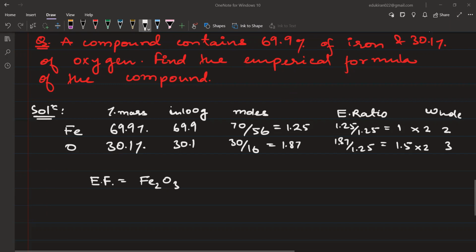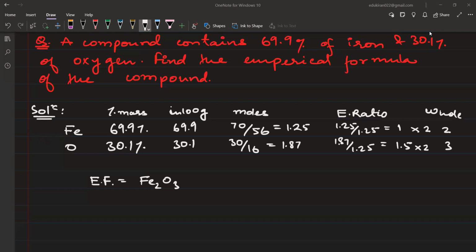उसके बाद हम एक बार और फिर से, I'm just telling you guys, we need the ratio here, right? So in ratio, what do we do? We divide each number by the smallest number. So we have 1.25 and 1.87. You will identify the smallest here. So the smallest here is 1.25. You will divide 1.25 by 1.25. So you will get 1 and 1.87 divided by 1.25. You will get 1.5. Then you will convert this to whole number.